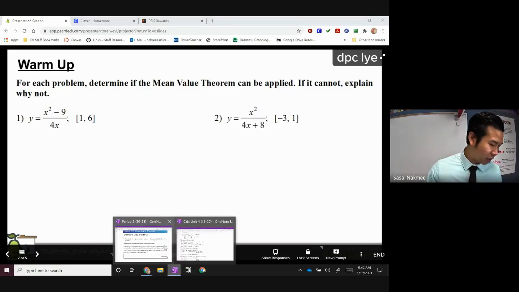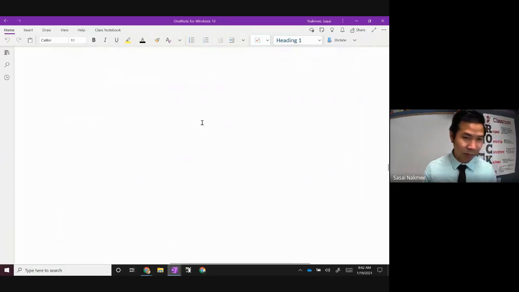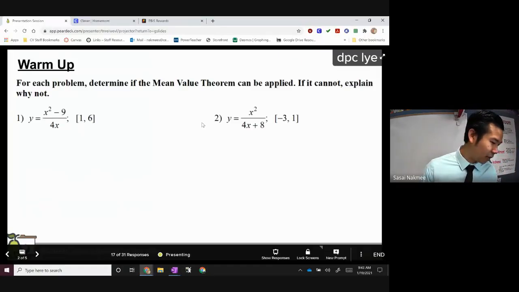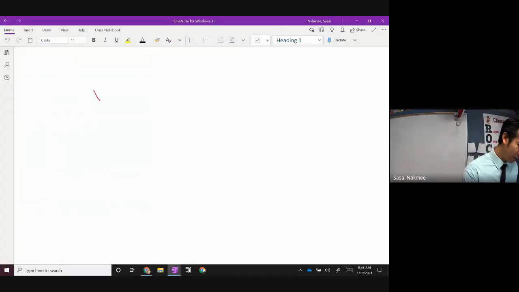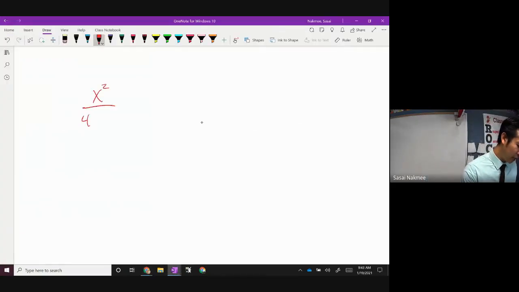I'm going to go ahead and scroll over to the side for our warm up today. Let me go back and get that down here. X squared over 4x plus 8. We're looking at that on the interval from -3 to 1, right?